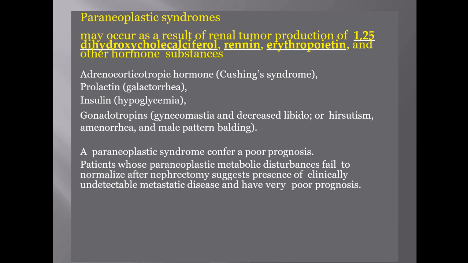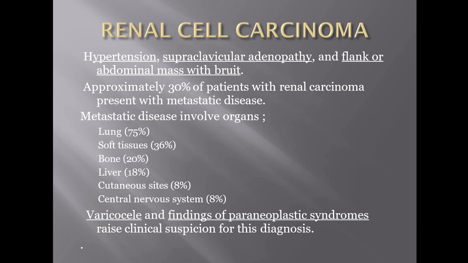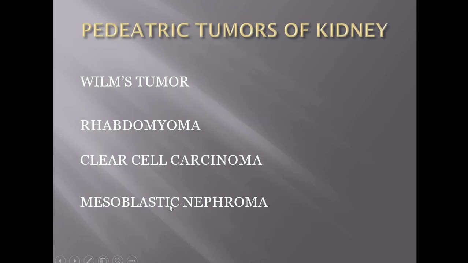If paraneoplastic syndrome features are there, always try to rule out RCC. Renal cell carcinoma, I have already told you about the features: hypertension, supraclavicular adenopathy, and a flank or abdominal mass. If it metastasizes, the most common organ involved is the lungs, in 75% of cases, then soft tissues, bone and liver, cutaneous sites, and the central nervous system.